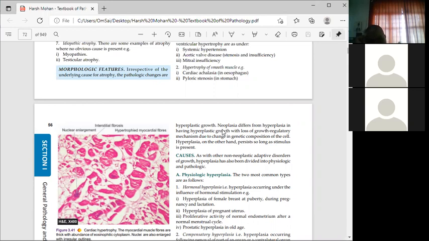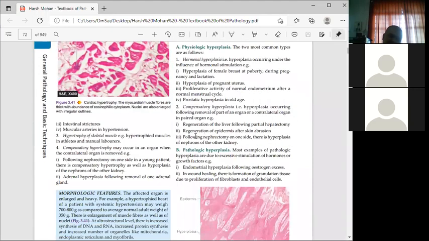Stenosis is nothing but what? The blocking of that particular part of the stomach. Then after that, intestinal strictures are there. Then muscular arteries in hypertension, whatever the muscular arteries are, in hypertension.